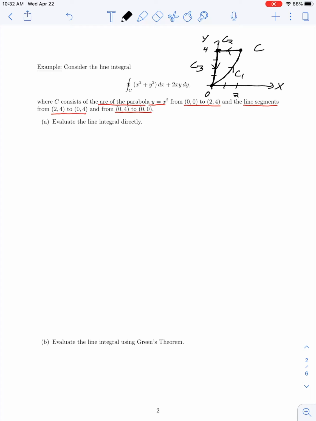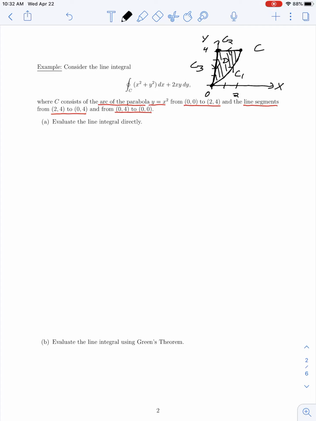Or we can think about using Green's theorem if we consider the region D bounded by this curve C. We have the following shaded region, and it would be easier to evaluate a double integral over that region instead of evaluating over each curve. Nonetheless, in part A of this example, we are told to evaluate this line integral directly.